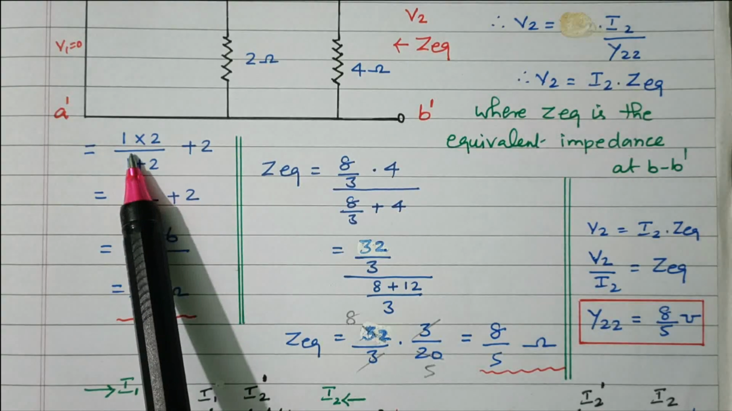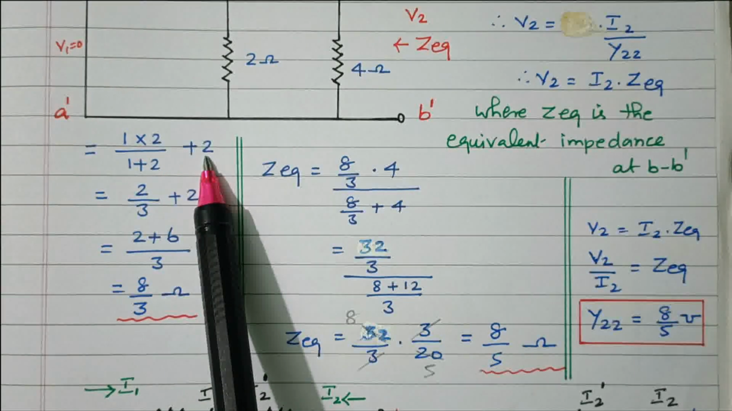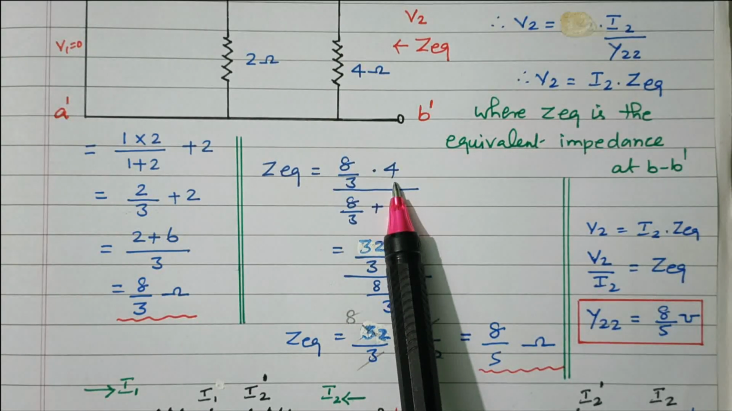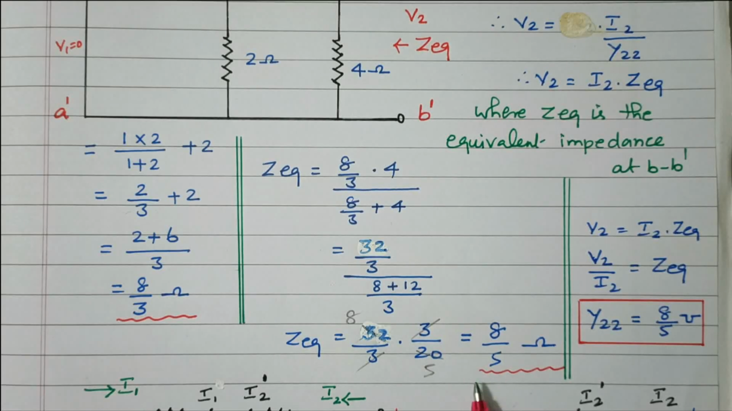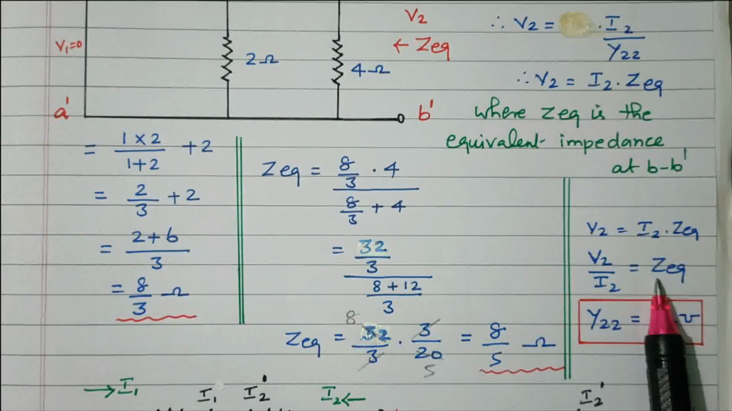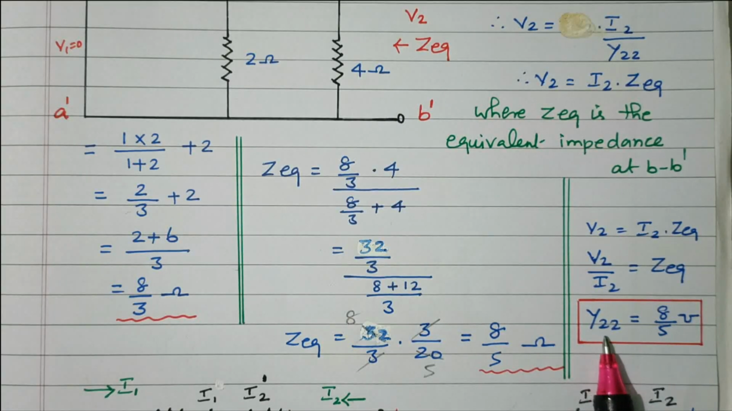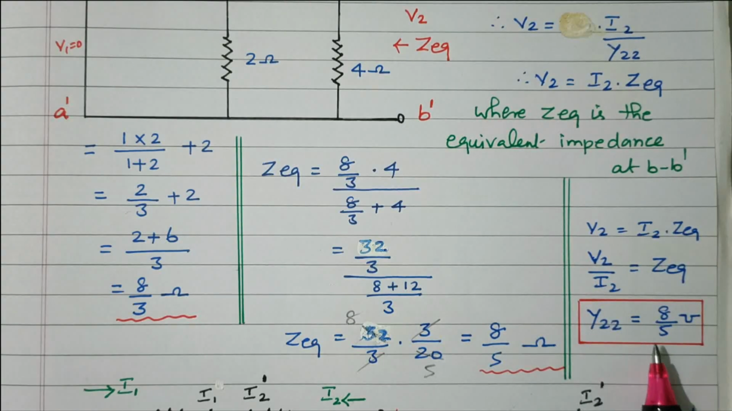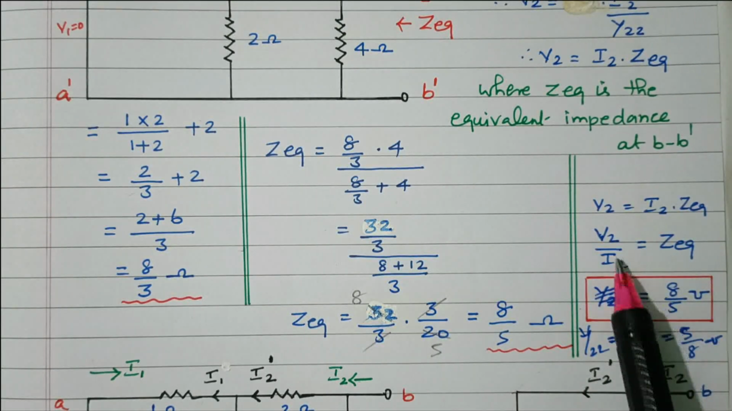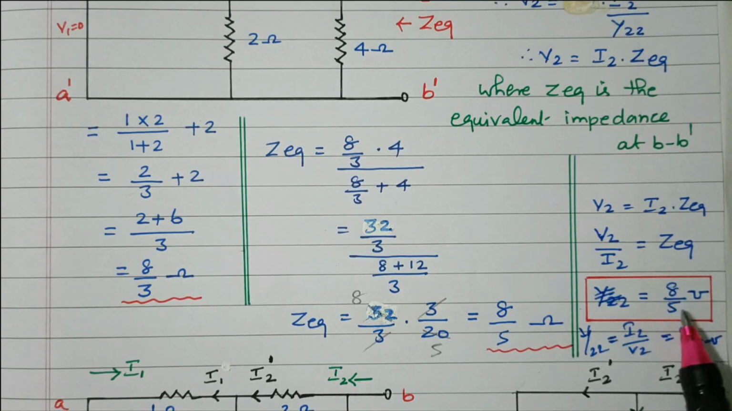Right? First these two are in parallel. That is in series with the 2 ohm. That value is 8 by 3. That resistor is in parallel with the 4 ohm. That equivalent resistance is 8 by 5. So V2 equal to I2 Z equivalent. V2 by I2 equal to Z equivalent. Right? So the Z equivalent that we calculated is 8 by 5. So V2 equal to I2 Z equivalent. V2 by I2 equal to Z equivalent, that is 8 by 5.